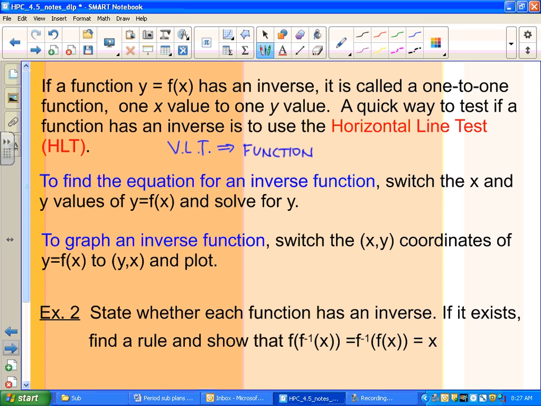The horizontal line test will tell you what kind of function you have. One-to-one, many-to-one. We're looking for one-to-one functions, because if it's a one-to-one function, I will have an inverse. I will be able to generate a rule or an equation for the inverse, and I will also be able to generate the graph for the inverse. So I determine, yes, the horizontal line test is passed for some given function. So to find that equation, we switch the x and y's, and then we resolve for y.